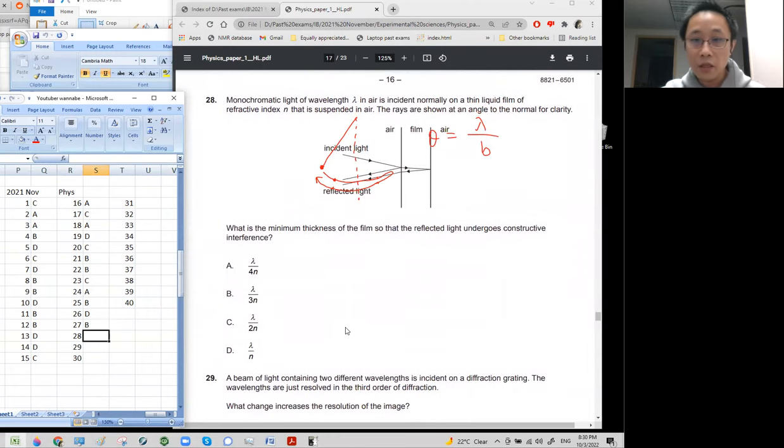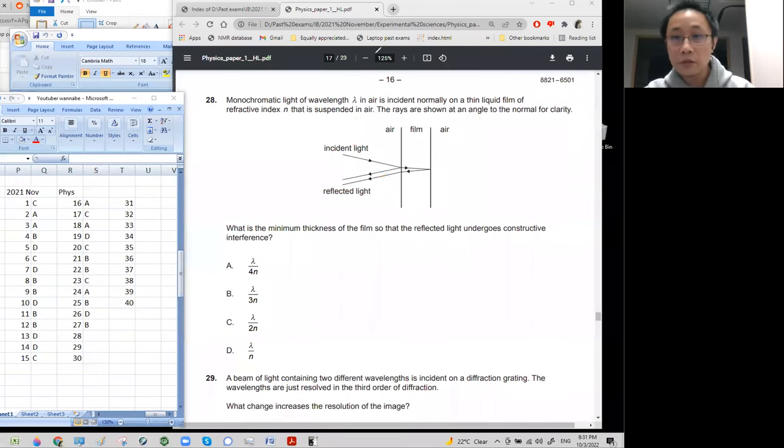Okay, question 28 is thin film. That's interesting. Air, film, and air. So you have to recognize that there will be a phase change here. When light travels from air and hits a film, the film in general having higher optical density than air, there is a phase change. There is no phase change when light travels in the film and hits air, which is a less dense boundary. And this has everything to do with the wave reflection properties.